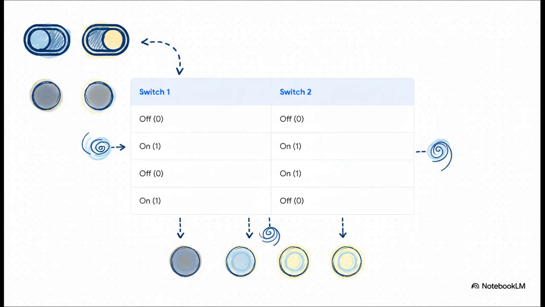Well, with two switches, we can make exactly 4 unique patterns. Think about it. You can have both of them off, you can have both of them on. You can have the first one off and the second one on, or you could have the first one on and the second one off. And that's all the combinations there are. We've just doubled our possibilities, going from 2 to 4.